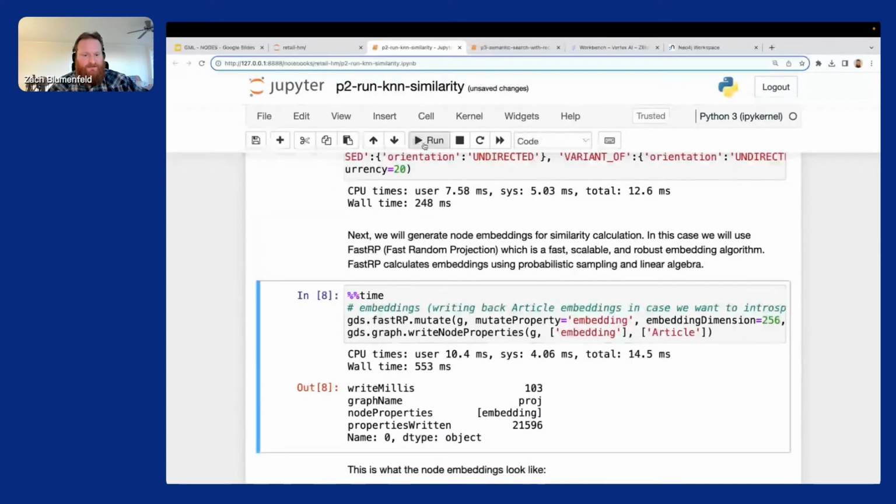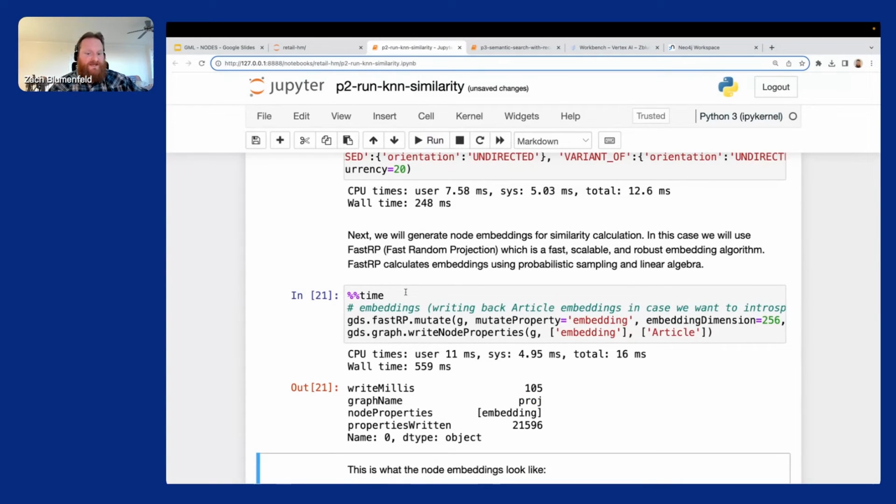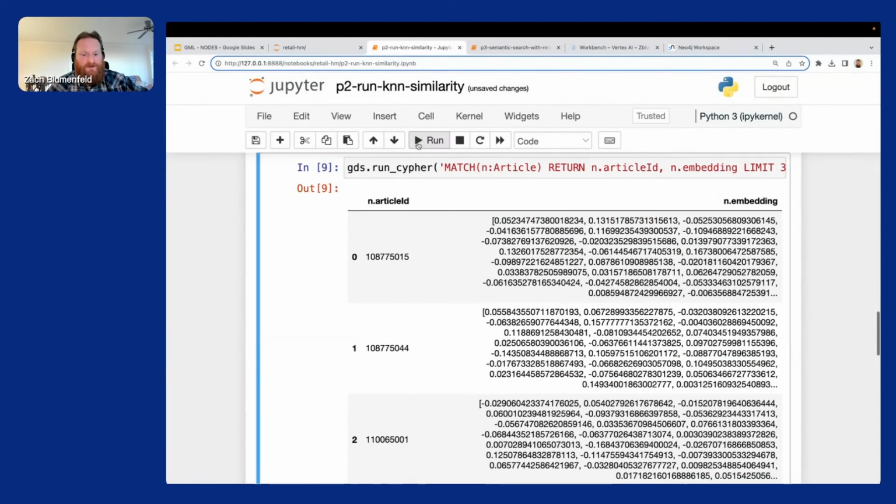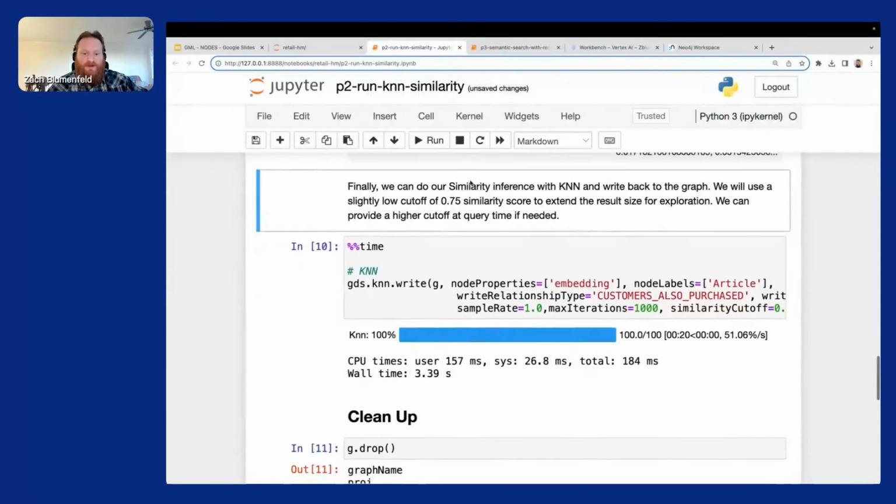And from there, I am going to create a graph embedding. This is different from a text embedding. This is a graph machine learning embedding. It's a node embedding, and that embedding will tell me how close nodes are together. And if I run them, this is what they look like. They're very similar to the text embeddings, where it's a list of numbers.